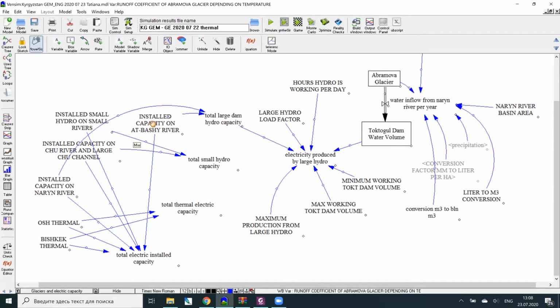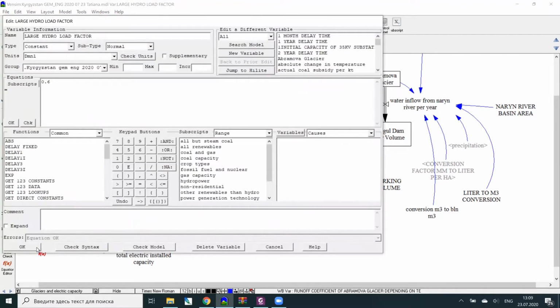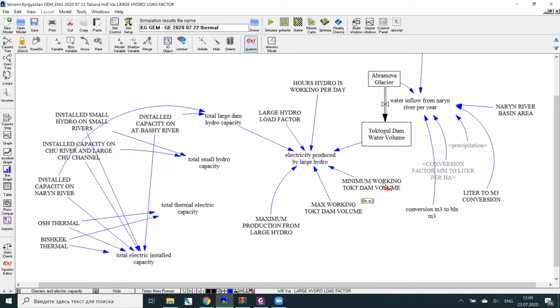So here I have total large dam capacity, which is basically Atbashi and Naryn River, and Atbashi actually goes to Naryn River eventually, so that's why I have them here. And I have electricity produced by large hydro, in megawatt hours, and I have it dependent on how many hours it's working per day, which is 24. I have it dependent on loading factor, which I put at about 60%, as far as I understand this is correct for us.